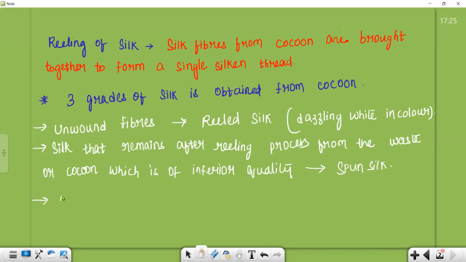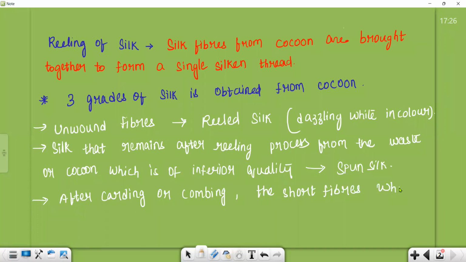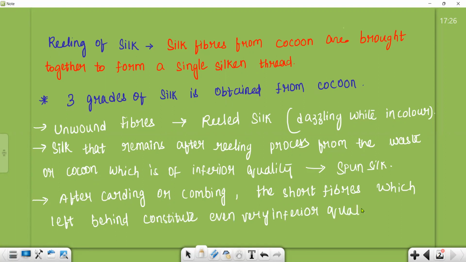So after carding or combing, the short fibers which are left behind constitute even very inferior quality silk, that is called nail silk.